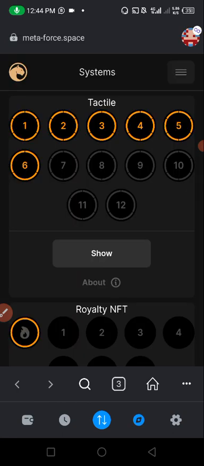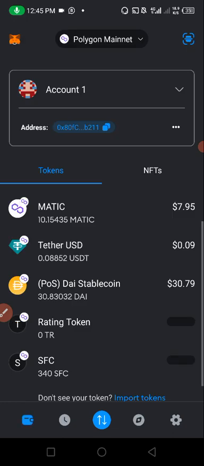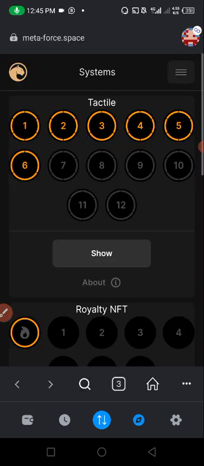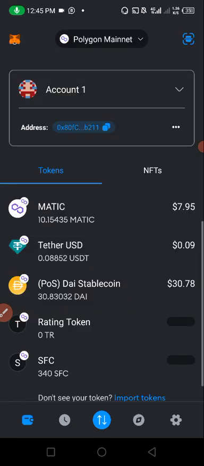So if you did up to level 6, if you did level 1 to 6, which is $315 to activate the levels, you'll be given 315 TRO tokens. So you get the equivalent of the money you use in activating Tactile. And this TRO token has a lot of power in MetaForce. For now, there is not much benefit of it.